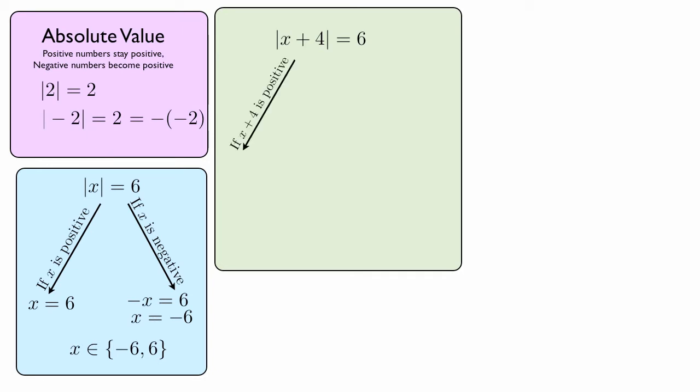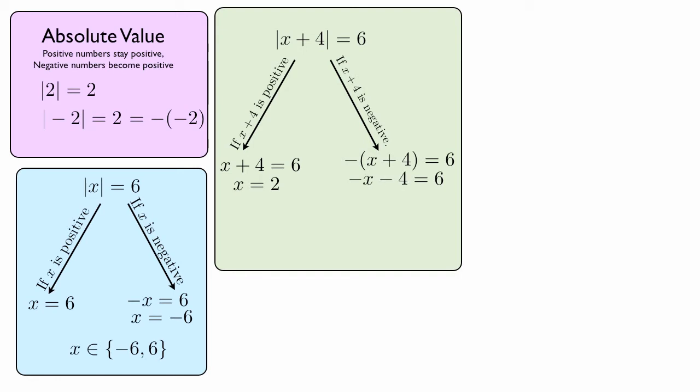Now, if x plus 4 is positive, then we already basically have what's in the absolute value. It stays the same. x plus 4 is equal to 6. We subtract 4 from both sides to get x is equal to 2. But if x plus 4 is negative, that means we have to multiply x plus 4 by negative 1 to make it become positive. So we have negative (x plus 4) is equal to 6.